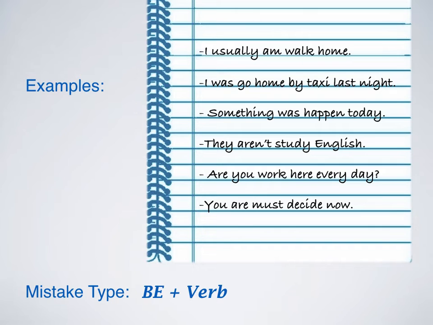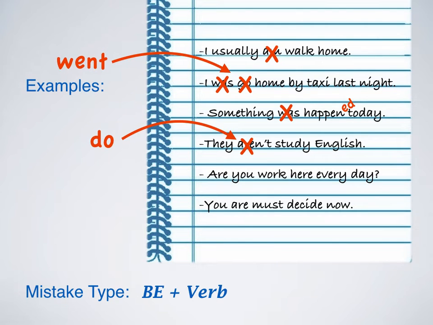Look at the top example again. Cut the be verbs. I usually walk home. I went home by taxi last night. Something happened today. They don't study English. Or they aren't studying English. Do you work here every day? You must decide now.